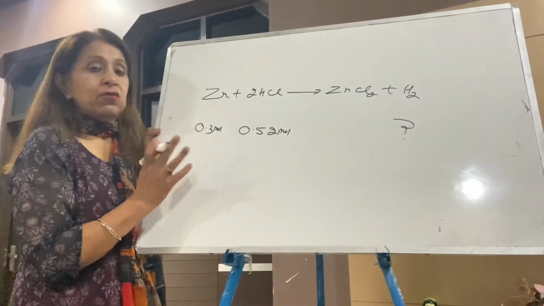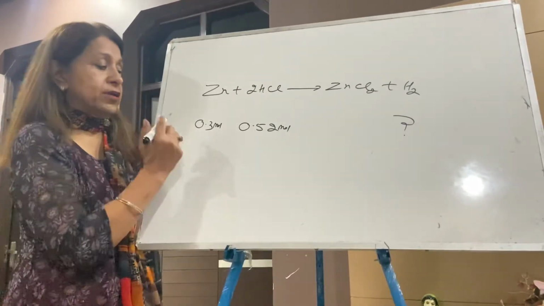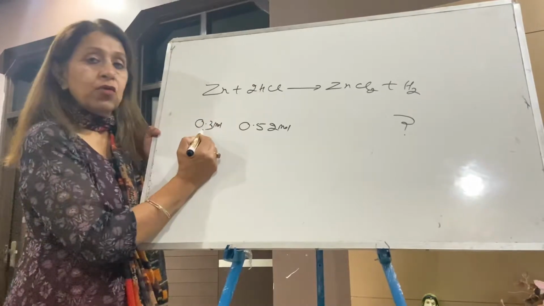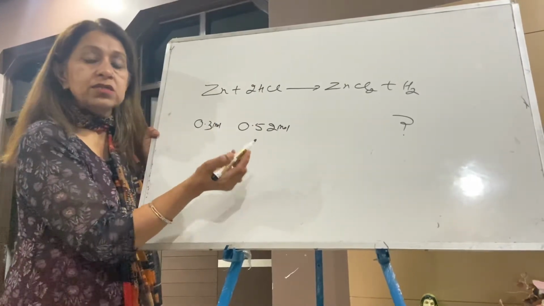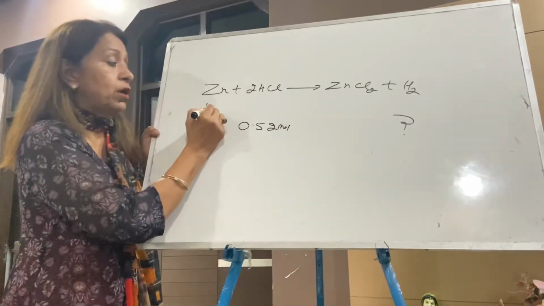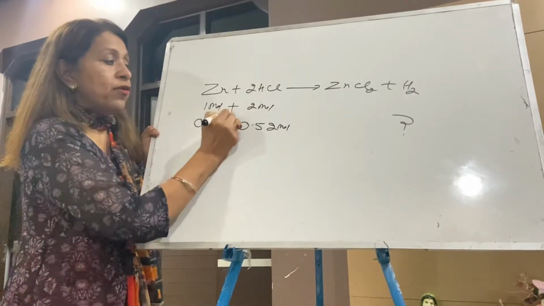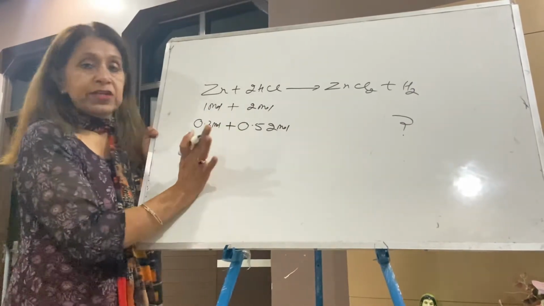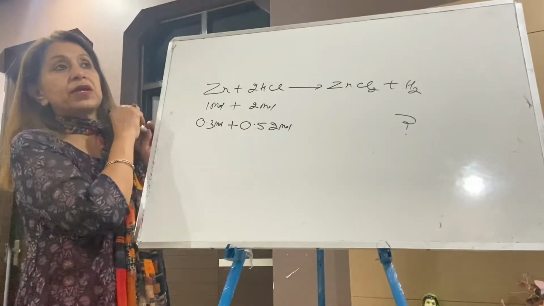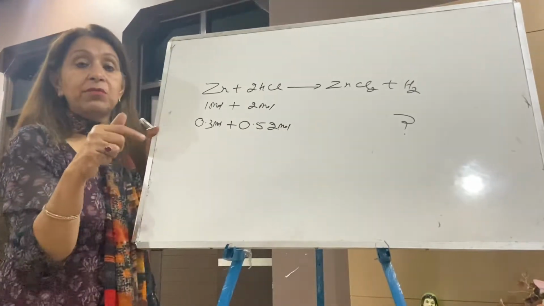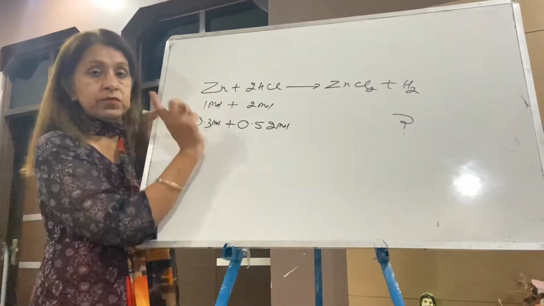Now understand deeply what a limiting reactant is, and how you come to know that the numerical is of limiting reactant. Here 0.3 mole is given, 0.52 mole is given, and the actual amounts in the reaction are 1 mole and 2 mole. This 1 mole reacts with 2 mole. How you understand that the numerical is of limiting reactant is decided by these 4 terms.